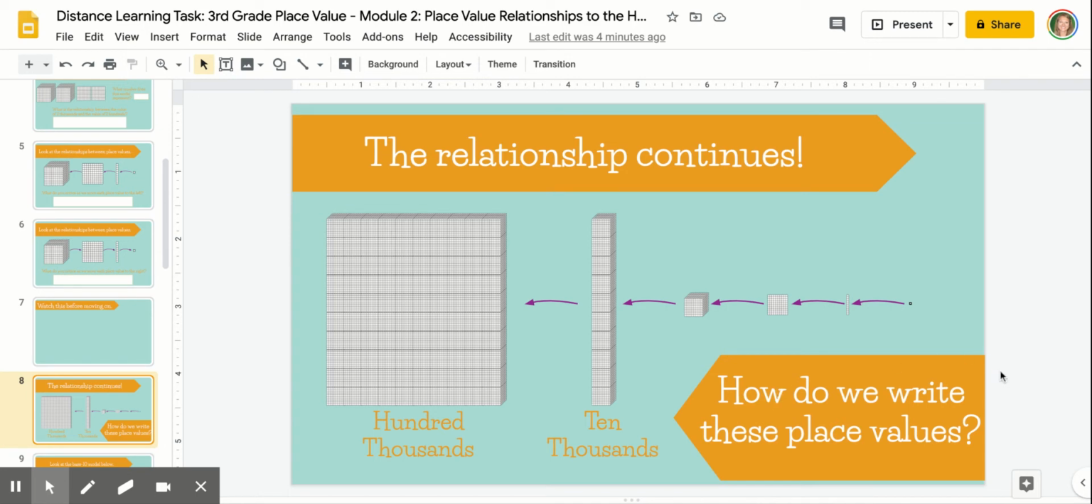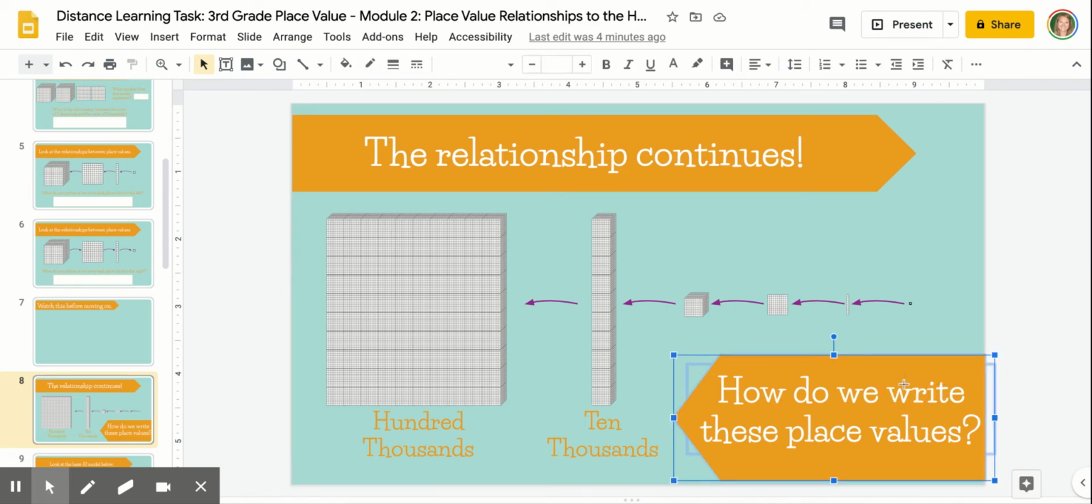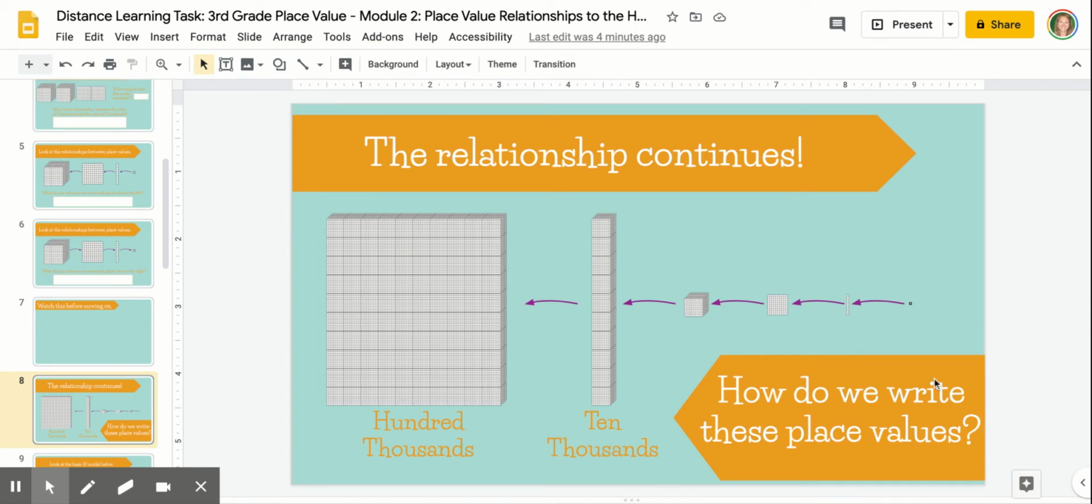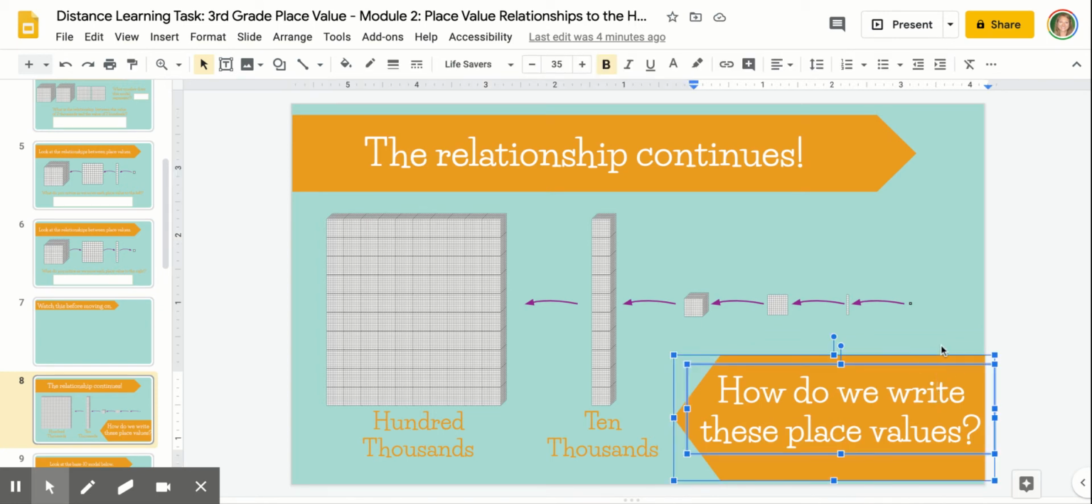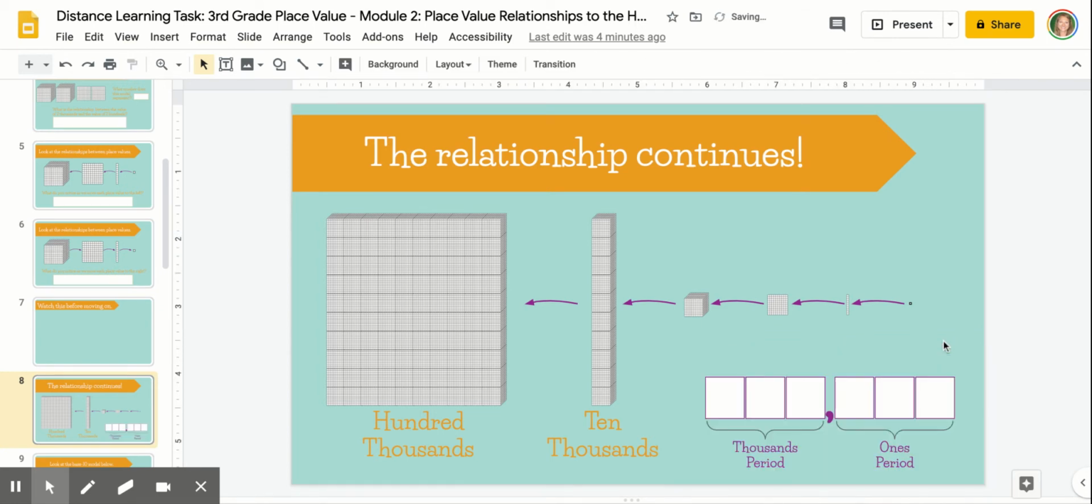Now, when we're writing numbers, there's a specific way that we can record these new place values. We break numbers up into what's called periods. The numbers that you typically work with are the ones, tens, and hundreds place. That's considered the ones period. Ones, tens, hundreds. Now, when you get into the thousands, it's called the thousands period.